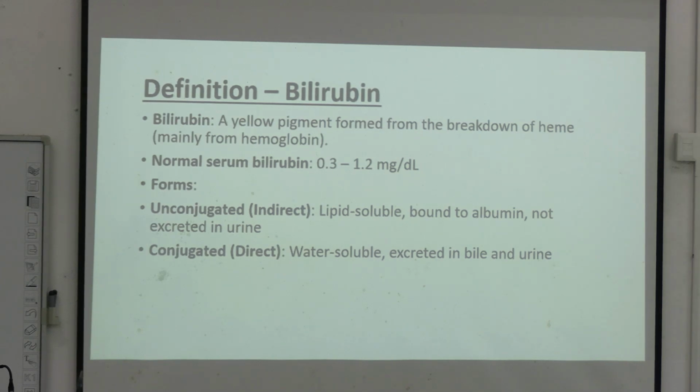So two types, unconjugated and conjugated. Unconjugated bilirubin is lipid soluble, bound to albumin, not excreted in urine. Conjugated is water soluble, excreted in bile and urine.